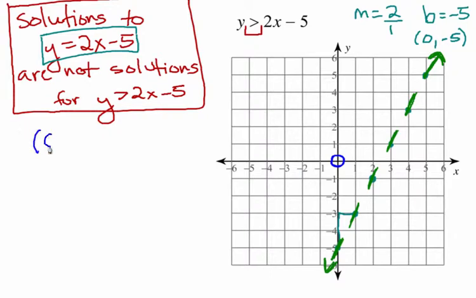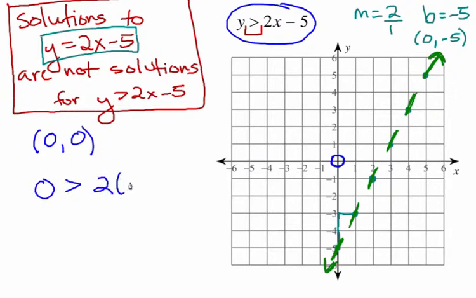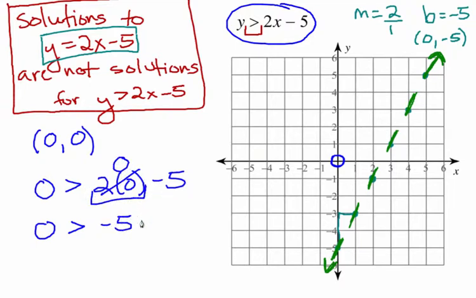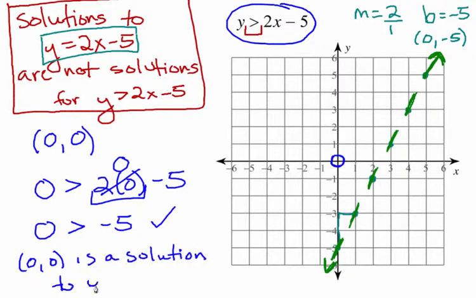So let's check. If I wanted to see if 0, 0 was a solution to our original inequality, I'm just going to plug 0 in for y and 0 in for x. On the left-hand side, we have nothing to simplify. And on the right-hand side, 2 times 0 is 0. 0 minus 5 is negative 5. 0 is, in fact, greater than negative 5. So 0, 0 is a solution to y is greater than 2x minus 5.